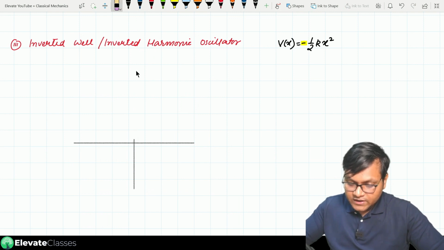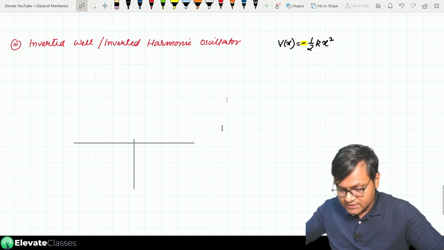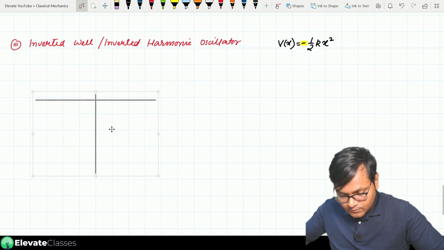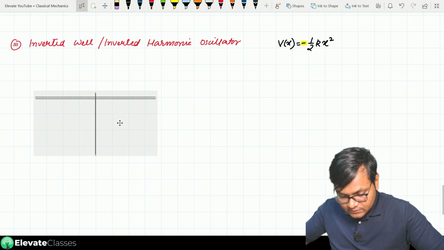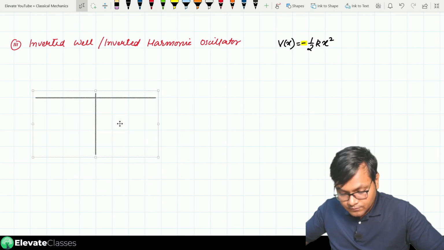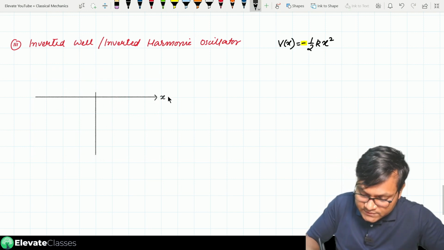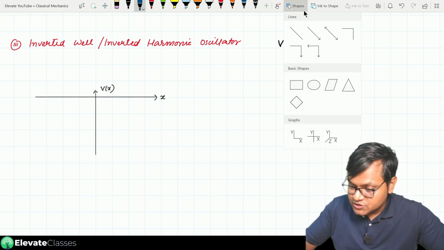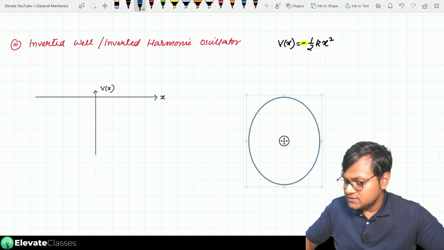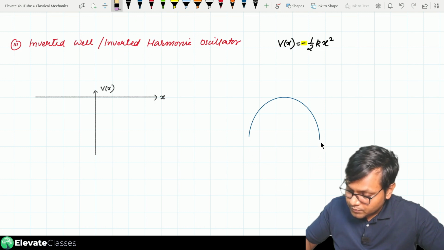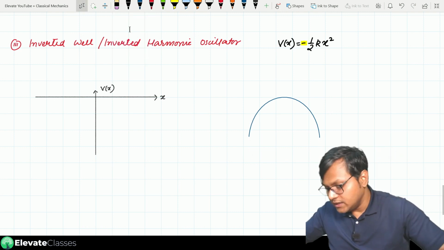The diagram of an inverted well looks something like this. So if I draw the diagram here, it will look something like this. All right, so here you have x, here you have Vx, and the shape is essentially like this. Shape is essentially in this particular manner.